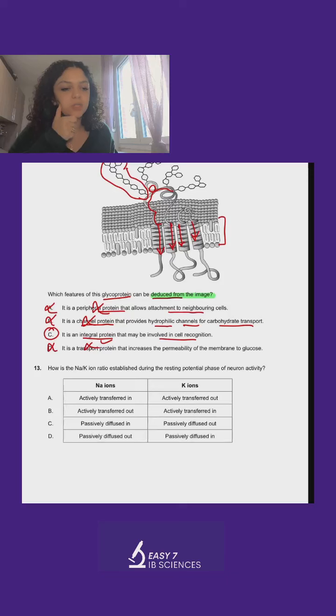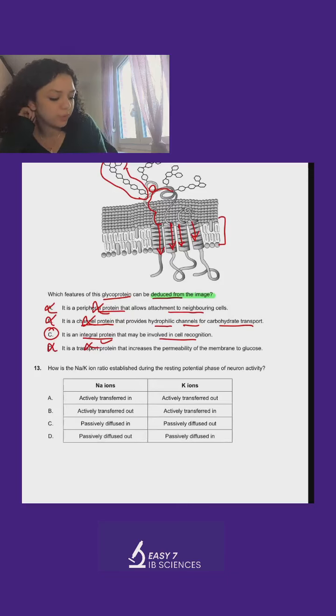Someone says, what is the difference between integral and peripheral? So peripheral proteins are just on the surface of our cell. Integral proteins go all the way through our membrane, okay? So this is one end of our phospholipid membrane. This is another end. Integral goes all the way through.